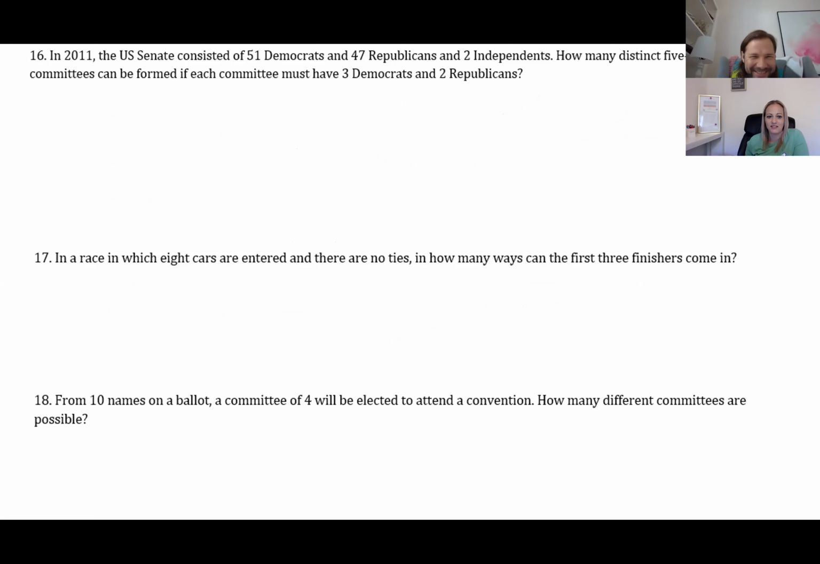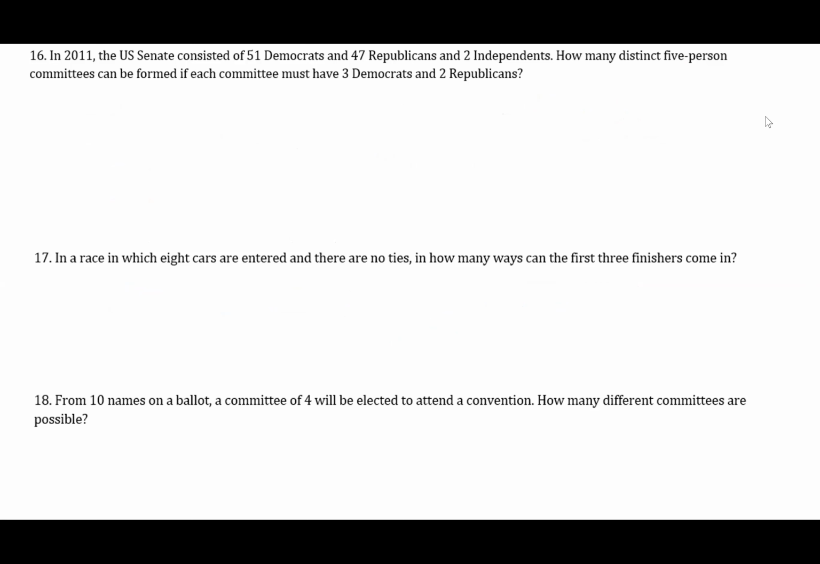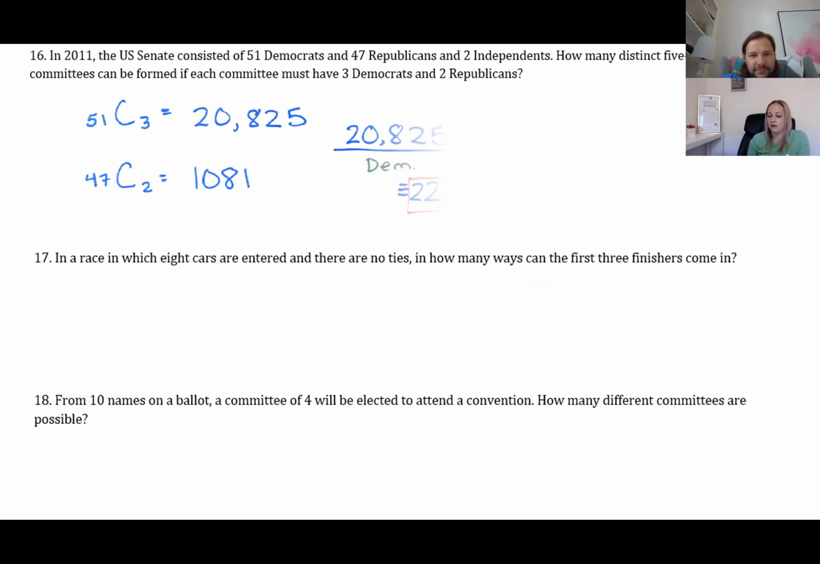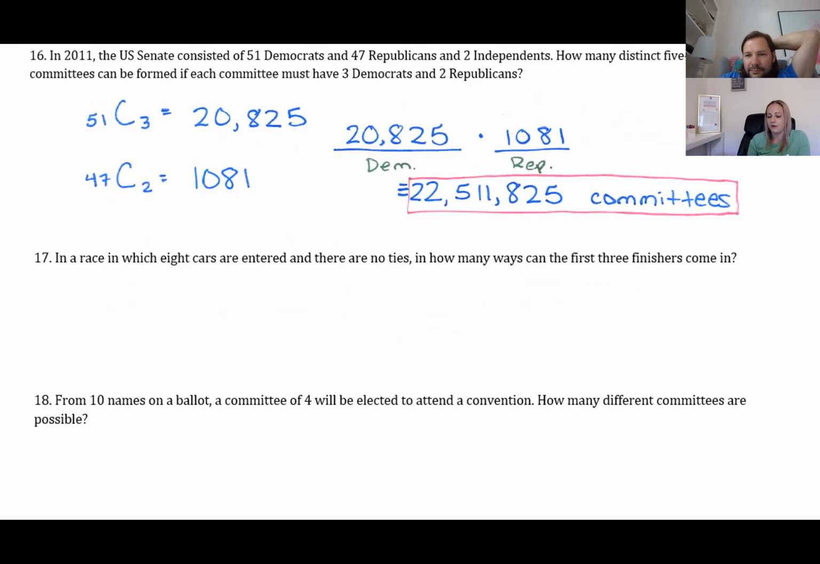3 more. In 2011, the US Senate consists of 51 Democrats, 47 Republicans, and 2 independents. How many distinct 5-person committees can be formed if each committee must have 3 Democrats and 2 Republicans? We need to pick 3 Democrats out of the 51 and 2 Republicans out of the 47. Both of those are just combinations because they're generic committees without distinct roles. So you'll figure out 51C3 and 47C2.